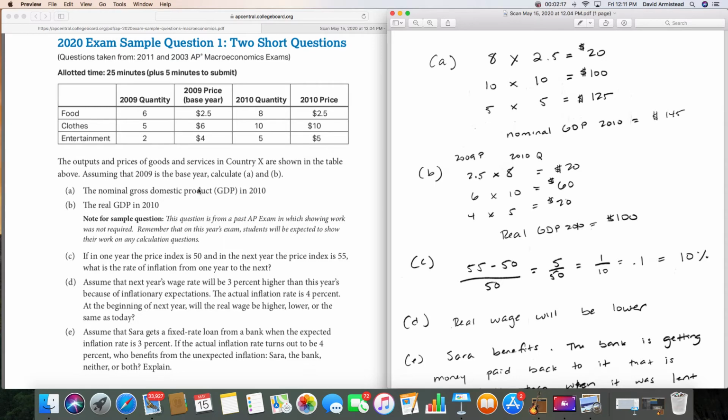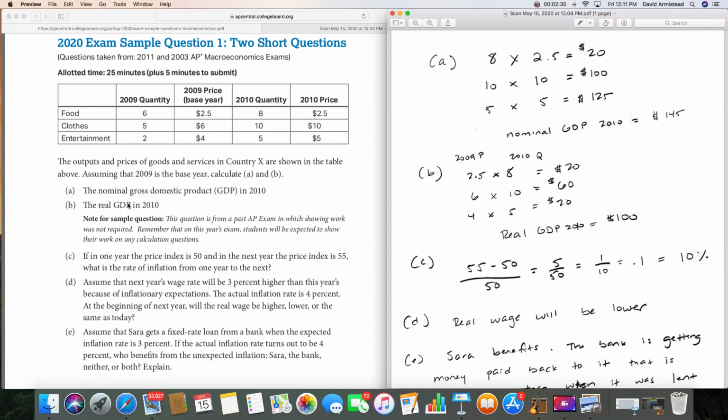So A says the nominal GDP 2010. So I'm going to go 8 times 2.5 gives me 20. 10 times 10, 100. And then 5 times 5, 25. I have 125 written there. Sorry, that should be 25. That will add up to nominal GDP in 2010 being 145.